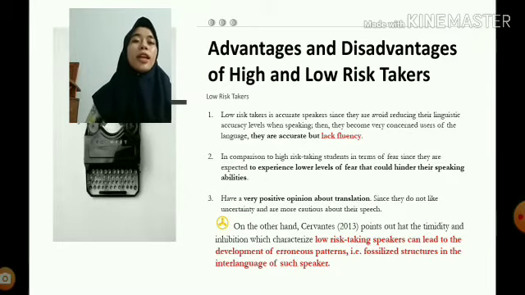Okay, my friends, that is about the advantages and disadvantages of high and low risk takers. After this, my friend will tell you about the reflection. So I think that is enough about my explanation. I'm sorry if I have made mistakes.